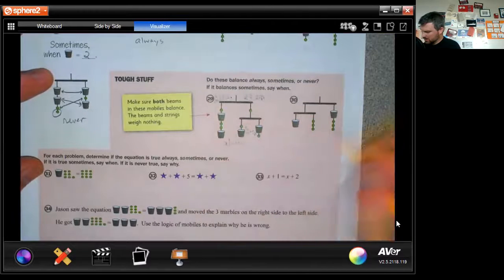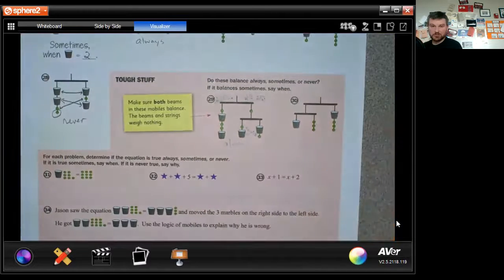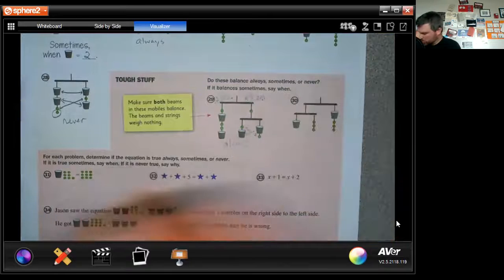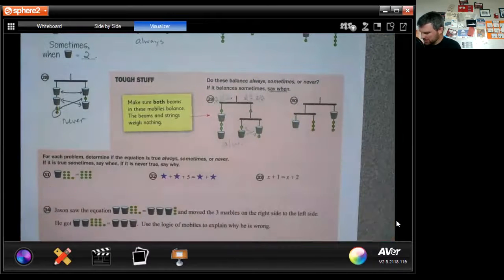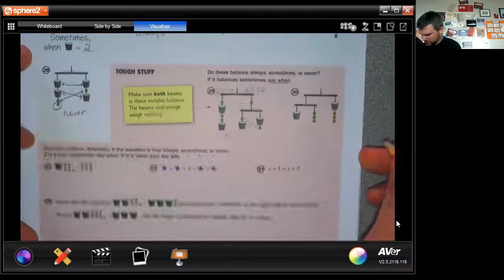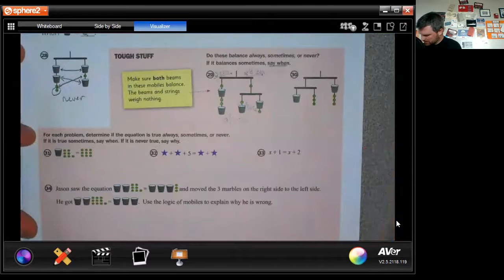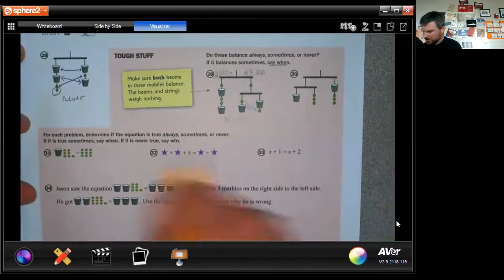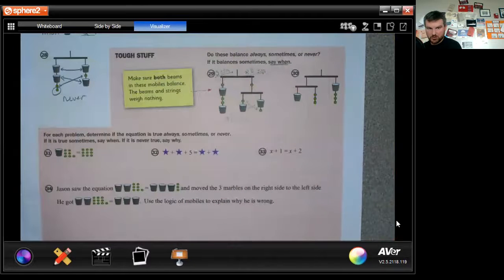Okay, I'll leave you this. It may be sometimes. Okay, if it is sometimes, say when it will balance. What must the bucket equal for it to balance? Okay, let's go to this one right here, and we'll end on this one. I'll let you guys work through the others on your own. And then in the second video for this lesson, I will go through them.